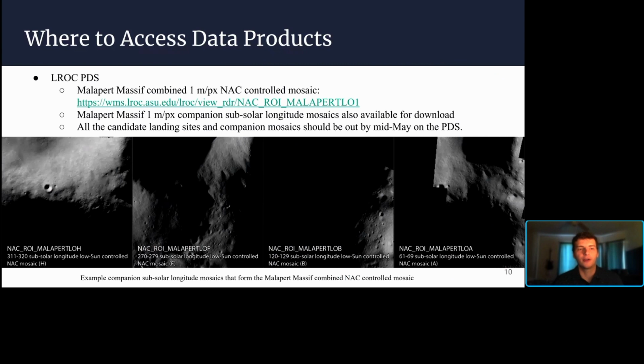And then they're also available on the LROC PDS. The Malapert Massif combined 1 meter per pixel NAC control mosaic was recently released overnight, I believe, and is available at that link, as well as 1 meter per pixel companion subsolar longitude mosaics, which were the ones used in Photoshop to optimize the lighting a bit more. Those are also available, and all candidate landing sites and companion mosaics should be out in mid-May on the PDS. Next slide.